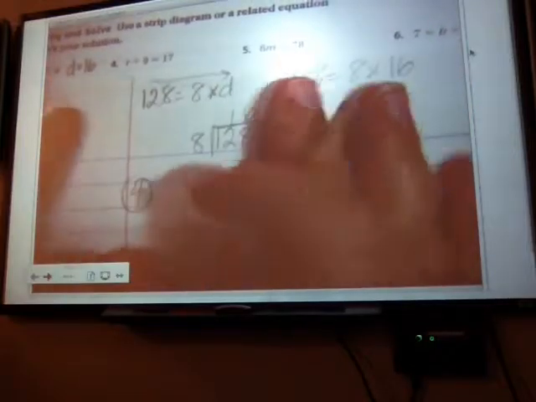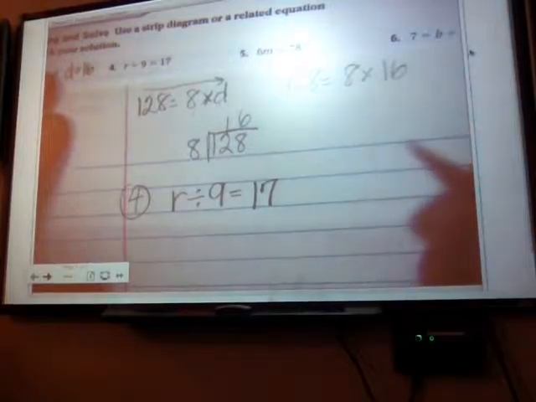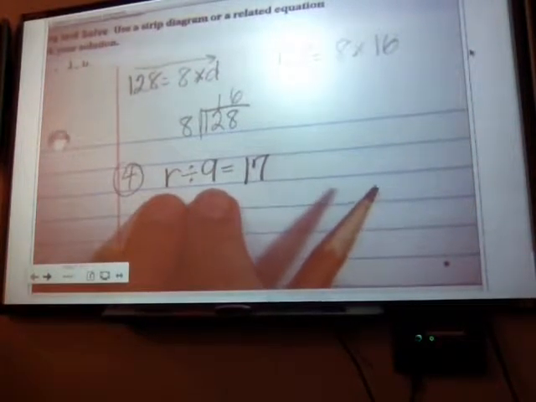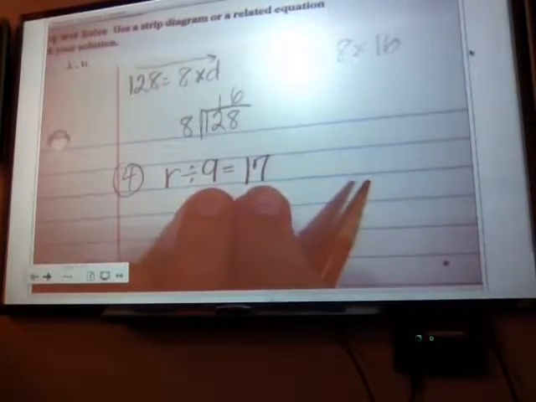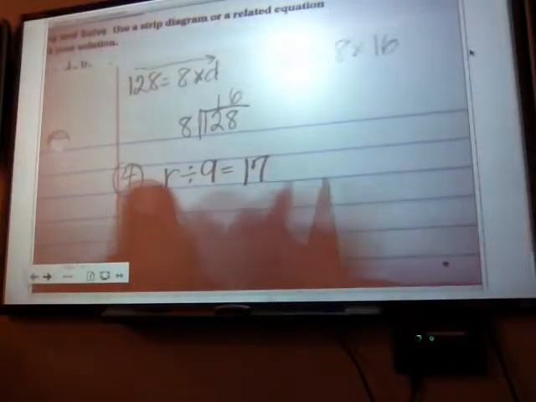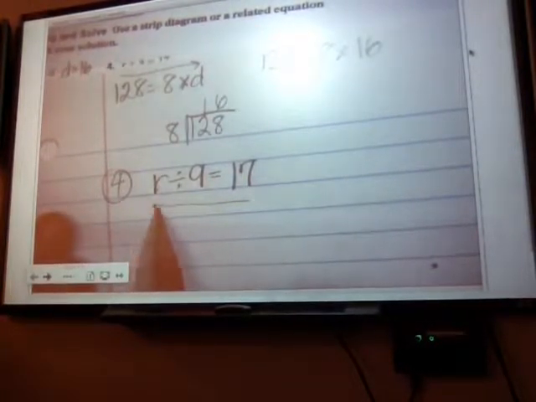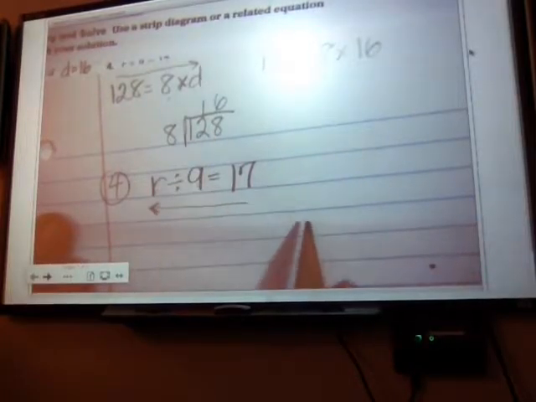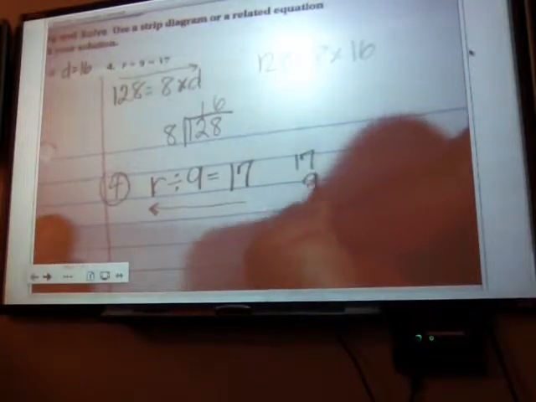All right, let's look at question 4. Question 4 is r divided by 9 is 17. So can I do r divided by 9? No. So therefore I have to look at these two numbers. What am I going to do with these two numbers, Delaney? The real problem is r divided by 9 is 17. Therefore, I have to go backwards, and when I go backwards, I do the opposite. So what am I going to do? Multiply. So please multiply 17 times 9.